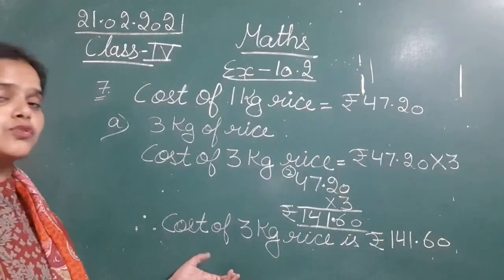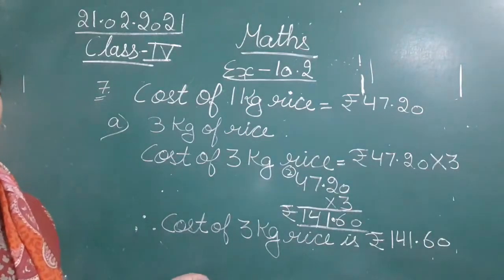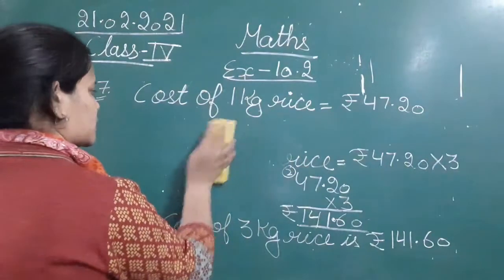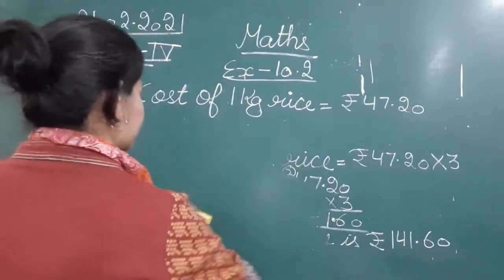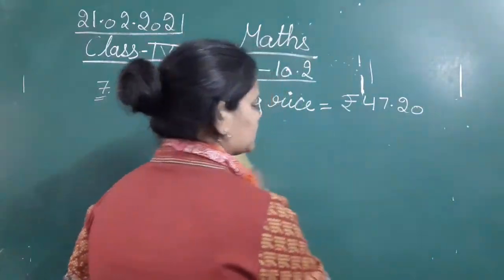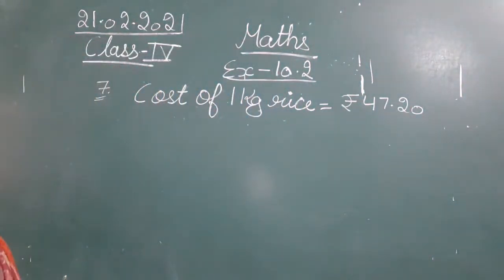Okay, so this is the cost of 3 kg rice. Okay, so this is the solution of the A part of question number 7. You can pause it here and note it down in your notebooks. Chaliye, let's move to the B part. Okay, so now we will move to the B part of the sum.